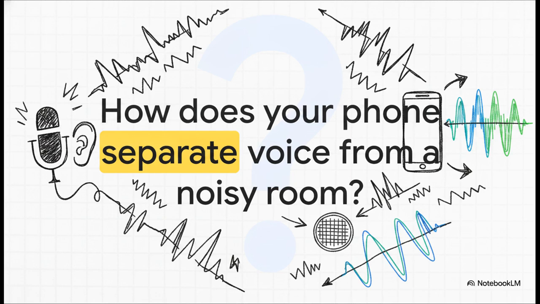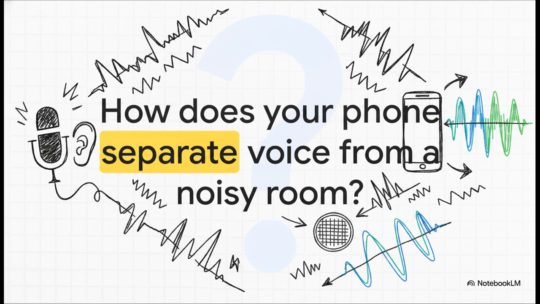Think about this for a second. How on earth does your phone separate your specific voice from a super noisy, crowded room? Because out in the real world, every single sensor, microphone, and communication device is capturing signals that are just inherently messy. They're noisy, chaotic, and honestly incredibly difficult to interpret right out of the gate.